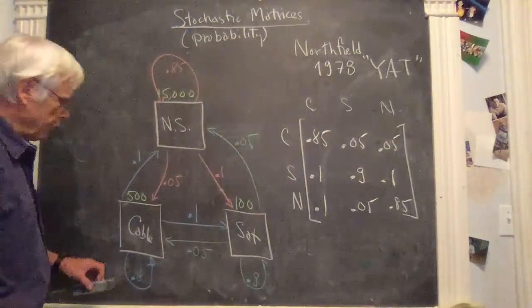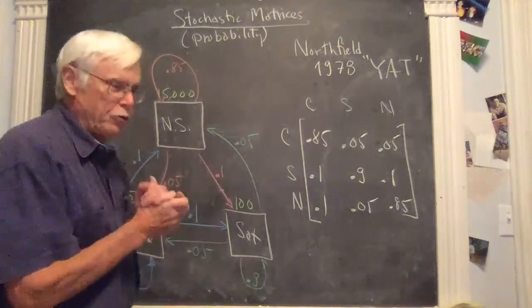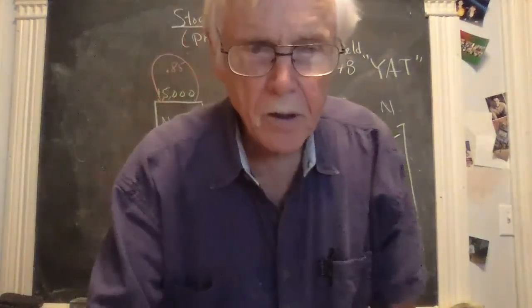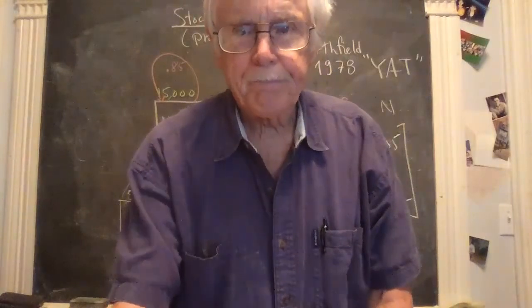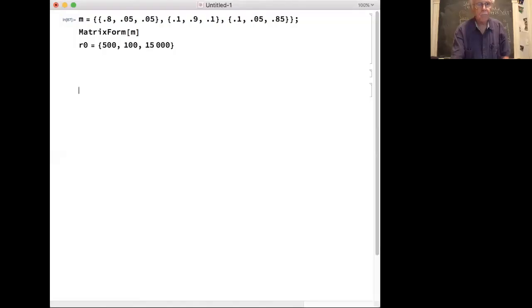But here's our situation. Now I'm going to show my screen to you and we'll take a look at how we deal with this. There's my Mathematica. So in this Mathematica here, I have entered the information. The matrix M is 0.8, 0.05, 0.05. So that's this first row. Hopefully I have this. And then I'm going to ask for the matrix form of that.